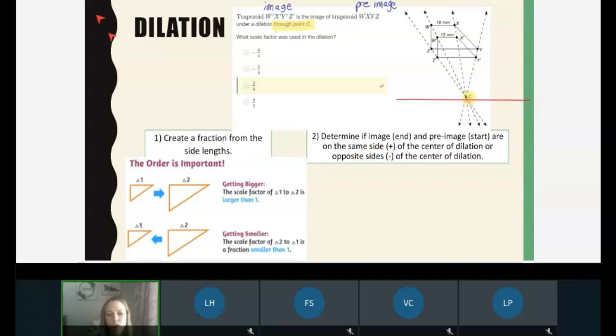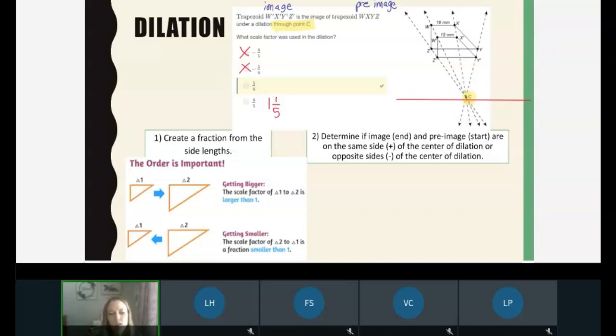Like Preston said, if you have multiple choice, just look and say, okay, I know it's going to be positive because it's on the same side of the center, so I can cross those off. You can convert these to fractions or mixed numbers, so this would be 1 1/5. That's larger than 1, which means your image would be bigger. And we don't see that. We see that it's smaller.